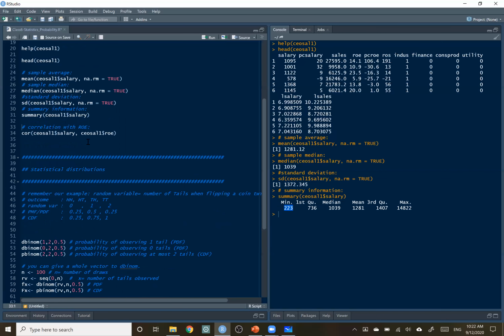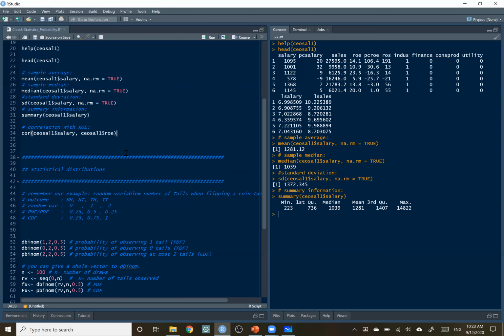Okay, we can also look at the correlation. So for instance, what is the correlation between salary and ROE? Before running this one, what do you expect to see? A positive number or a negative number? Again, we know there's no theory for that. What do you think? There's no right or wrong answer. Just what do you think? And then we will see if the data support your thinking or not. Do you expect to see a positive relationship between ROE and salary or negative? So maybe the answer is positive.